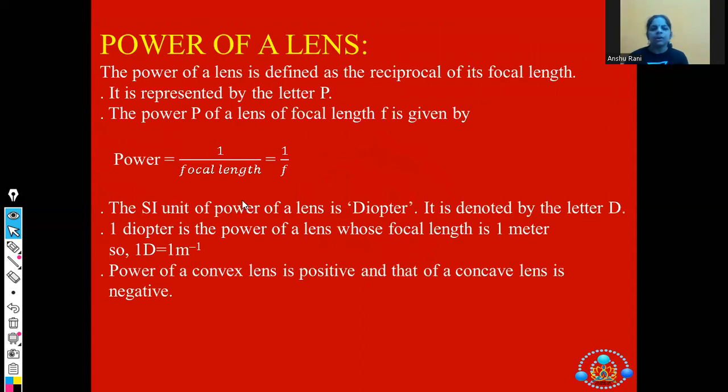Then we have the power of lens. Power of lens is the inverse of focal length, which means the bigger the focal length, the lesser the power. Its value will be given in the unit diopter. Diopter is inverse of meter.